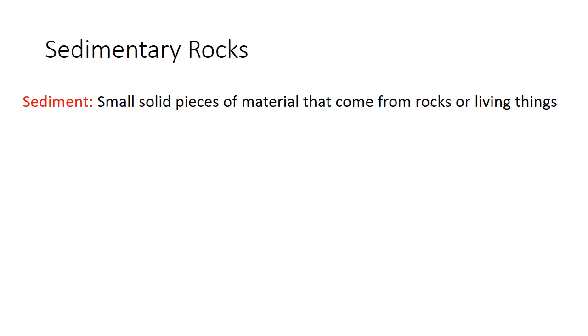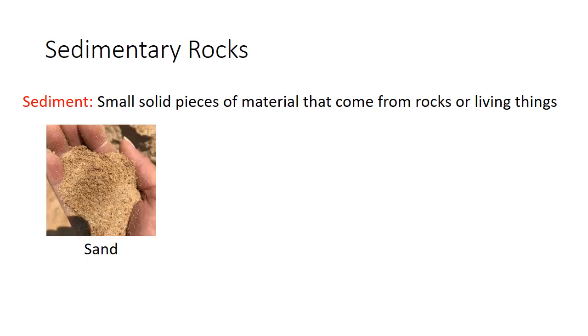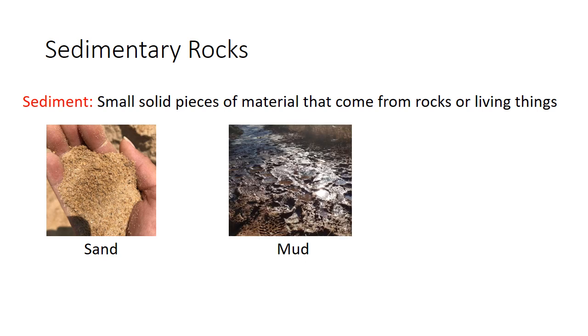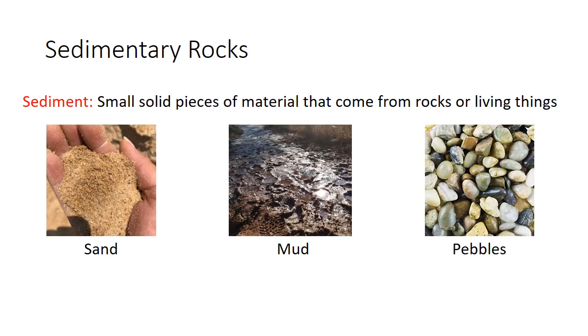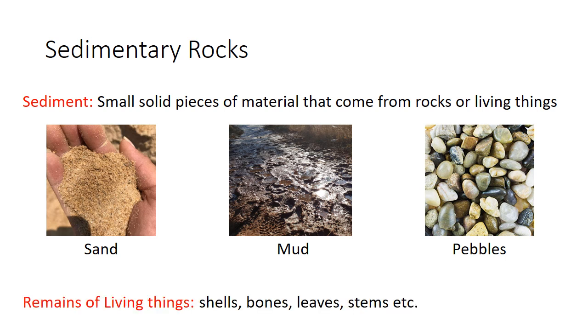So sedimentary rocks. What is sediment? Sediment are small solid pieces of material that come from rocks or living things. Examples of sediment are sand, mud, and pebbles. Other examples, things that come from living things you might also find in sediment, like shells, bones, leaves, and stems. All of these things you will find in sedimentary rock.